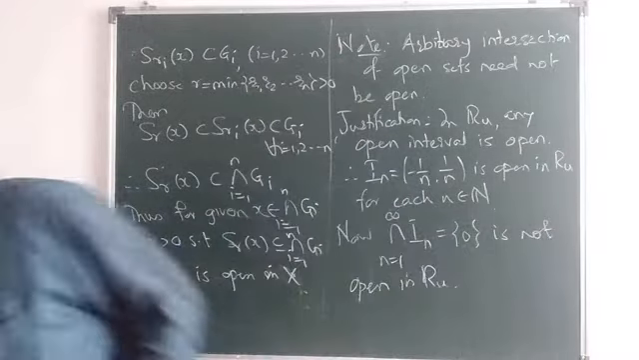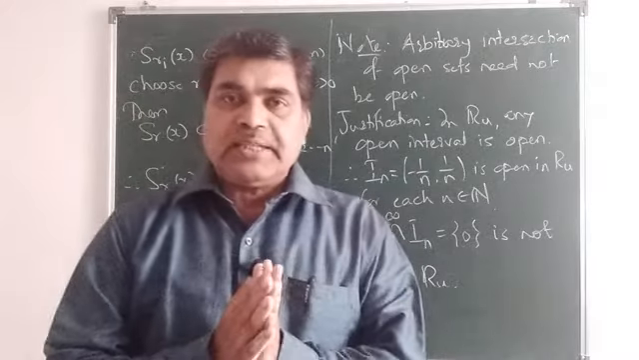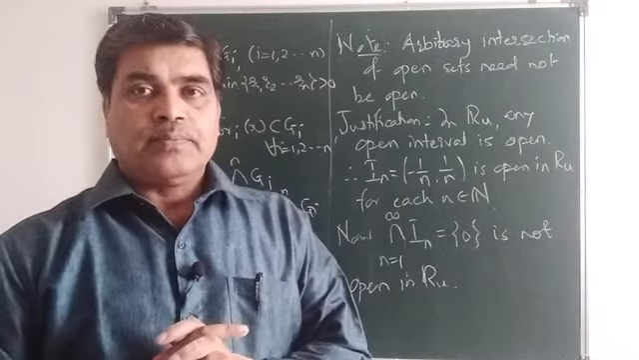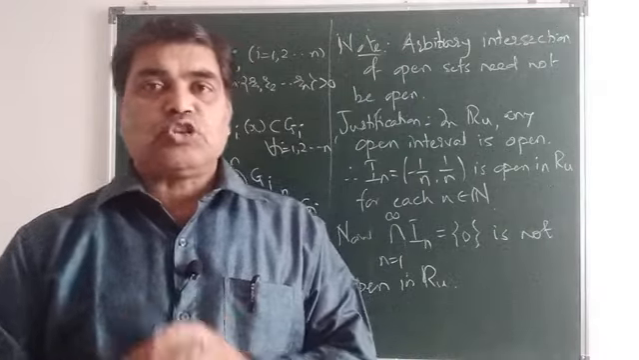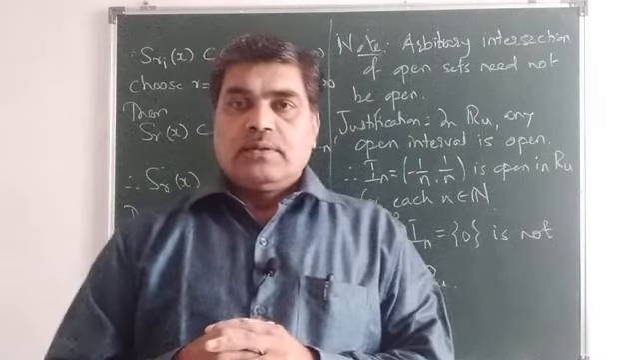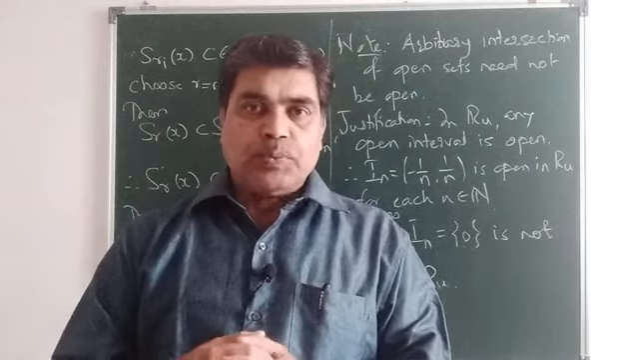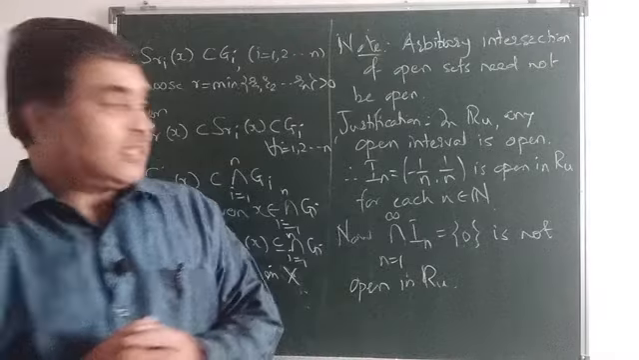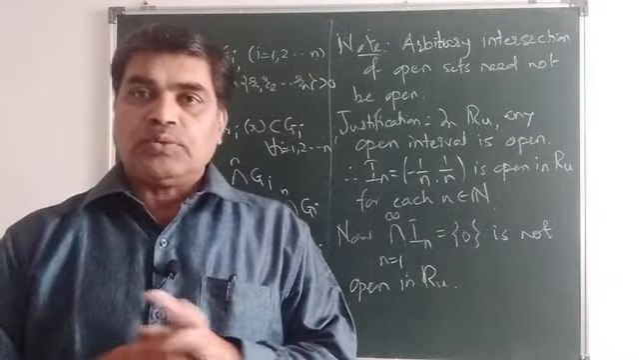So here we proved that in any metric space, the empty set and the whole metric space are always open. Then an arbitrary union of open sets is open, and a finite intersection of open sets is open. Later on, we are going to prove that every open sphere is also an open set. That is our next aim, to prove that every open sphere is open.